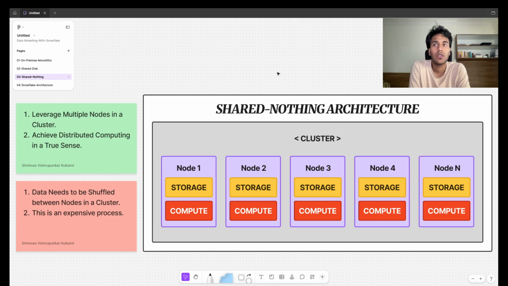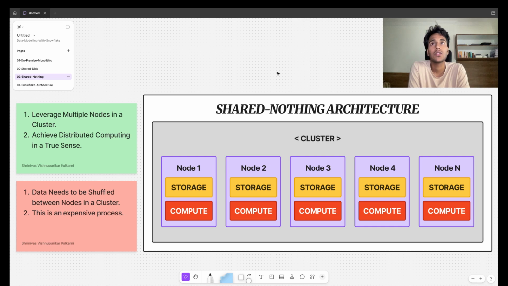This is still a distributed architecture, but shuffling data between different nodes in a cluster is not an easy thing to deal with, and generally there is a lot of networking overhead, a lot of data transfer that happens, which is not very cost affordable either. So the architecture did work, but it was not the best one, I would say.